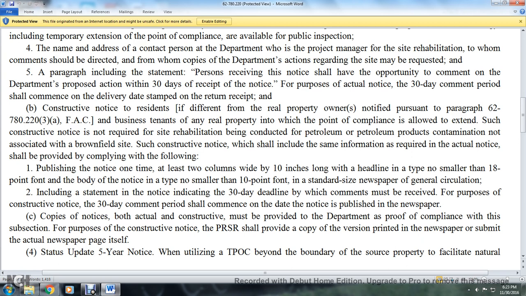Copies of the notice for both actual and constructive notice must be provided to the department as proof of compliance with this subsection. For the purpose of the constructive notice, the person responsible for site rehabilitation shall provide a copy of the notice as printed in the newspaper and submit the actual newspaper page itself.